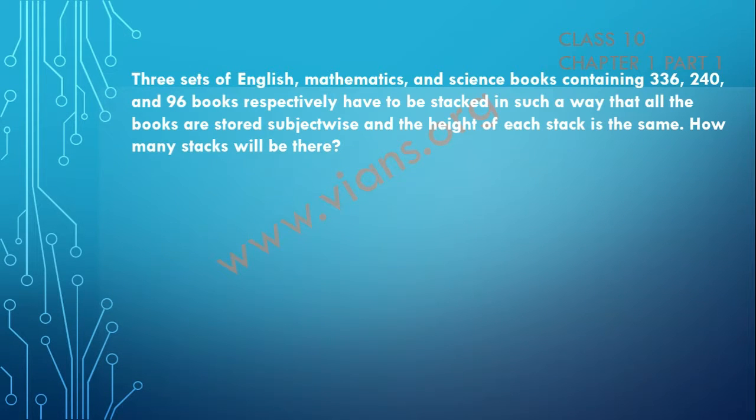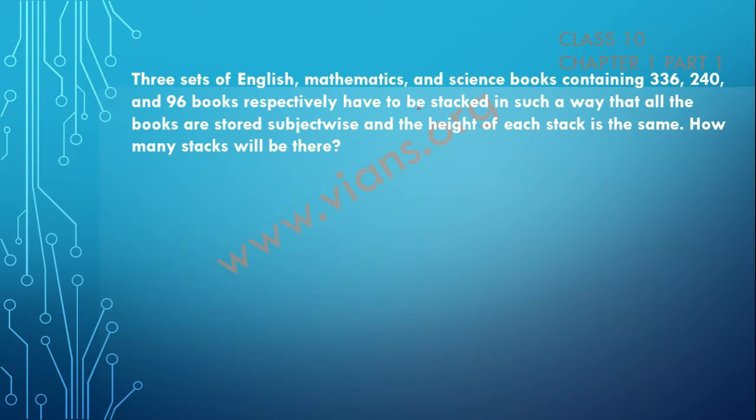is this one. So basically, 3 sets of English, mathematics, and science books containing 336, 240, and 96 books respectively have to be stacked in such a way that all the books are stored subject-wise, and the height of each stack is the same. How many stacks will be there?